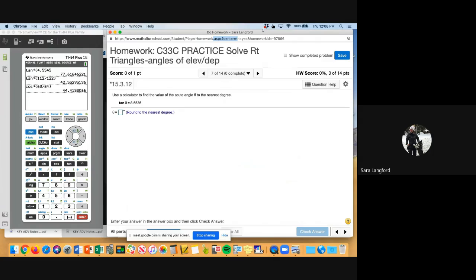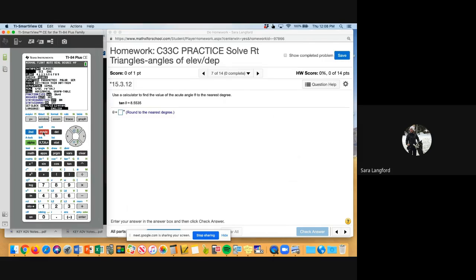So here's a great example of one of these problems. It says use a calculator to find the value of the acute angle theta, the Greek letter theta, to the nearest degree. The tangent of some angle theta equals that value. So you're going to do this on your calculator. The first thing is to make sure that you are in degree mode. So I have the 84 calculator up. You're going to click mode and then make sure in the 4th line down that degree is darkened. If not, arrow down to degree and press enter.